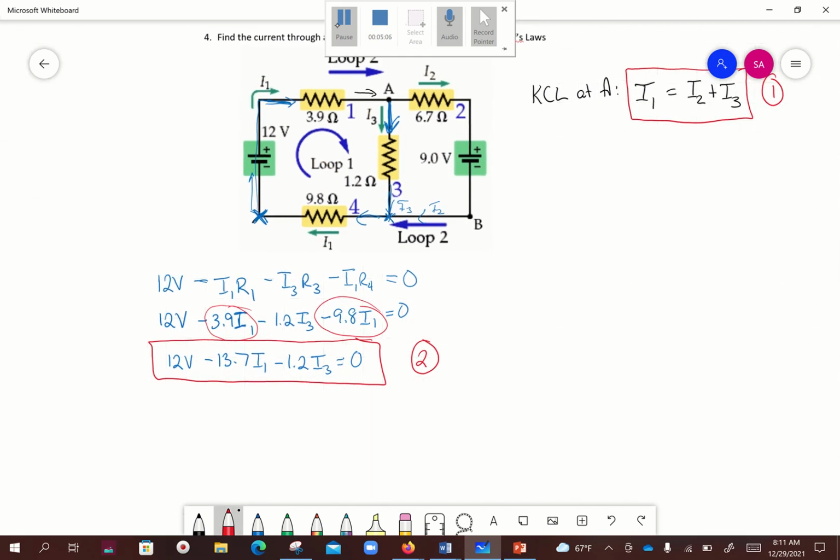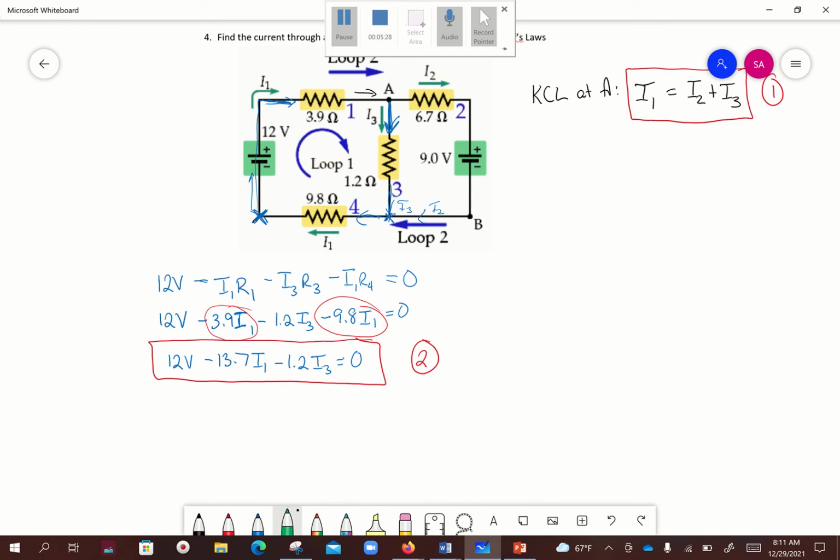Let me pull this up a bit. Now I'm going to do the same thing for loop 2. And in loop 2, we're going to go around the whole outside edge. Let me start at the same spot. The first 2 steps are going to be the same, because I'm going to go through that battery and through that resistor. So it's going to start off the same.